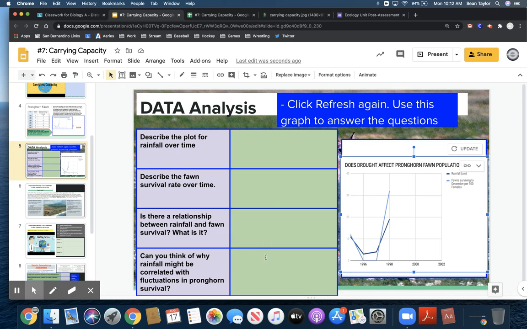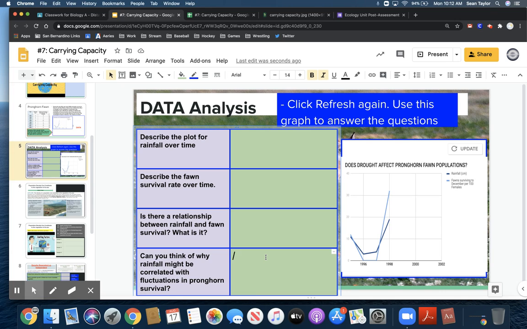And then the last question, why do you think rainfall might influence population size? What does rainfall provide this ecosystem? What does rainfall do for the fawns?